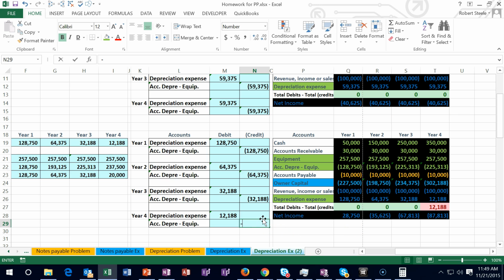So if we record the credit, then what's going to happen when we hit enter? This amount will go up, bringing the book value down. We're back in balance here. We still have the equipment purchased for this amount, less the accumulated depreciation, leaving us with the salvage being the 20,000. What's going to happen next year in year 5? We're not going to record anything, because we have depreciated it down to the salvage value.